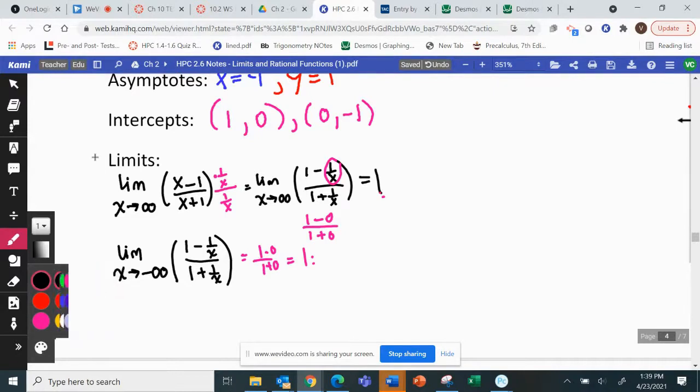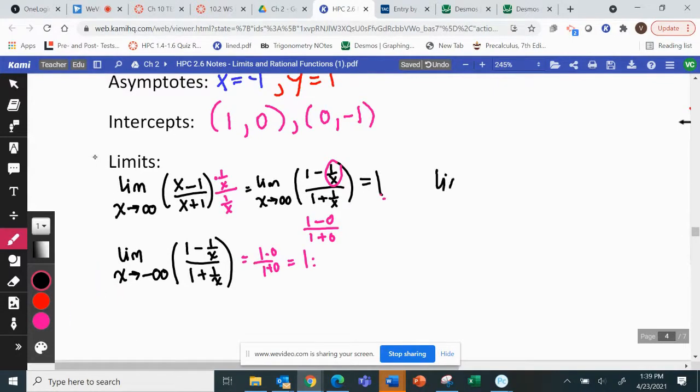All right, then we're going to do our limit around the vertical asymptote. So we're going to do the limit as x approaches -1 from the left. And we're going to do the limit as x approaches -1 from the right.